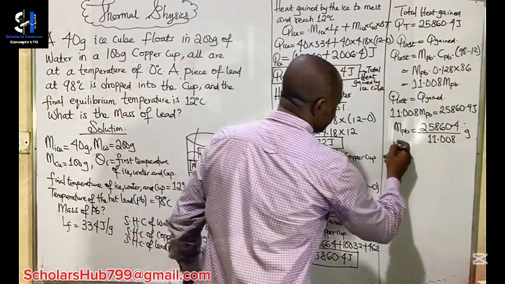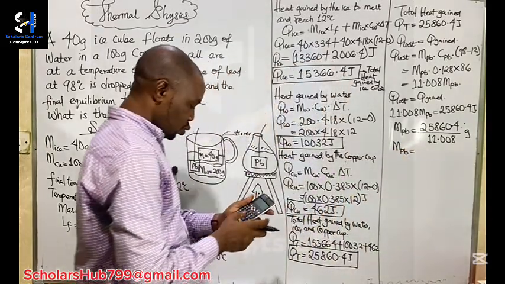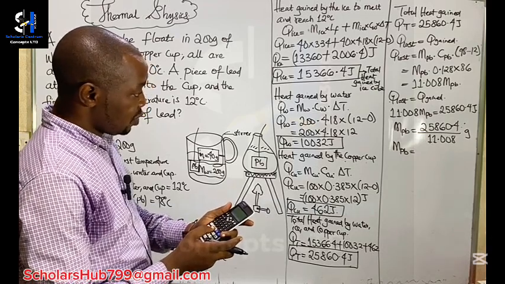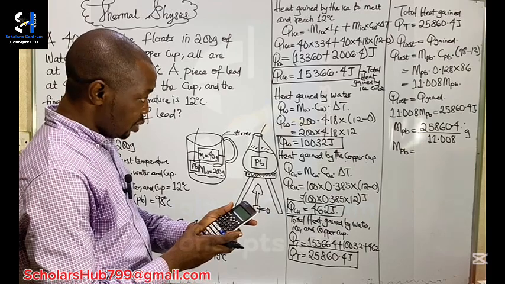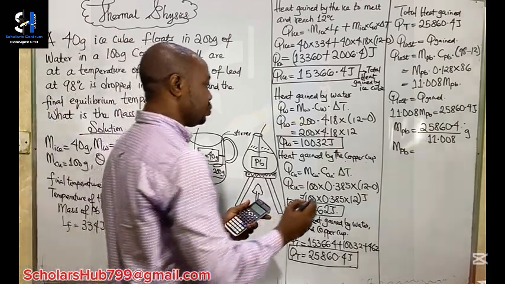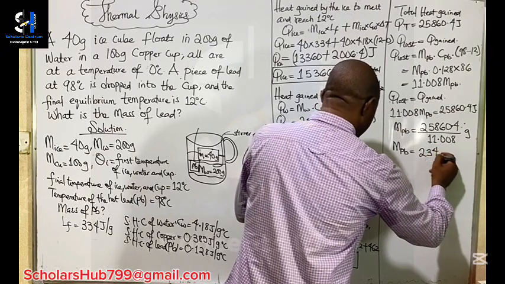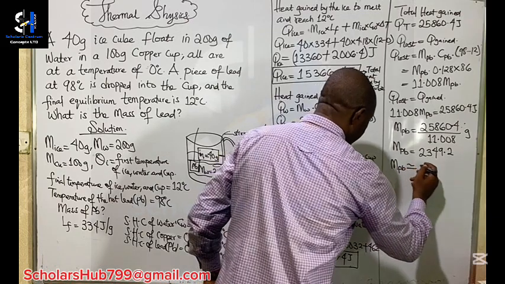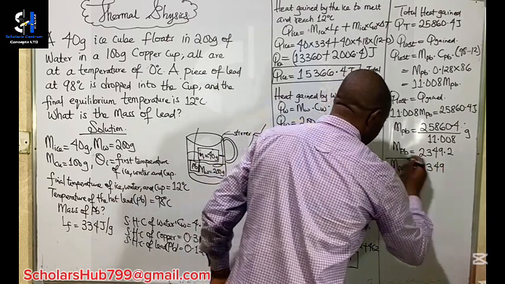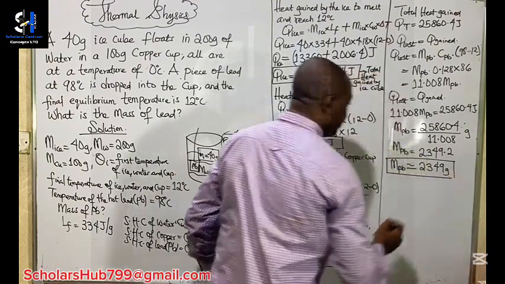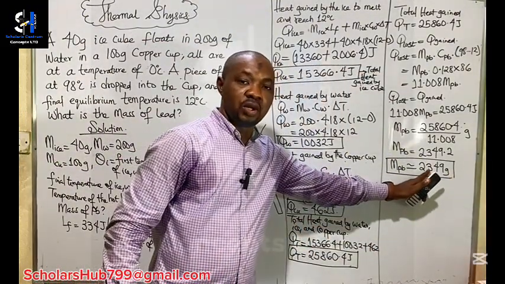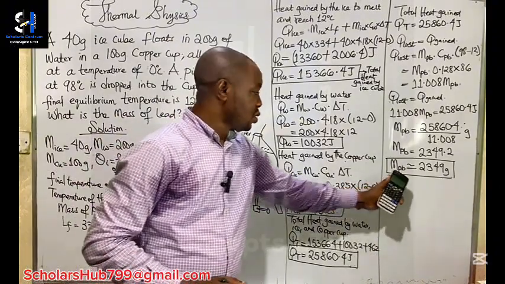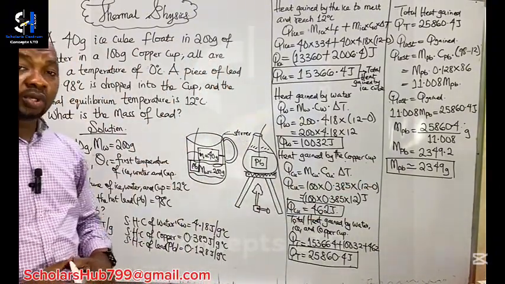So the mass of lead equals 25860.4 divided by 11.008, and that gives 2349.2. Then the mass of lead will be approximately 2349 grams. Remember, when this is converted to kilograms, it will be 2.349 kilograms. So this is the mass of lead, which is what we are looking for in the question.